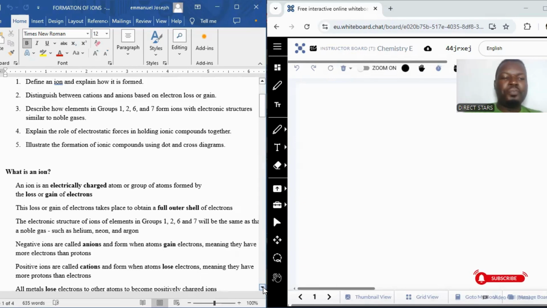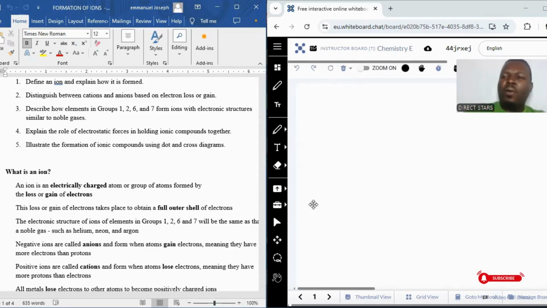So atoms of group 1, group 2, group 6, group 7 elements also want to achieve stability. And the only way they can achieve stability is by either gaining electrons or losing electrons so that they can have the type of electron configuration that the group 0 elements possess.